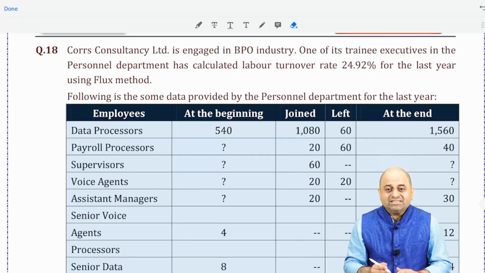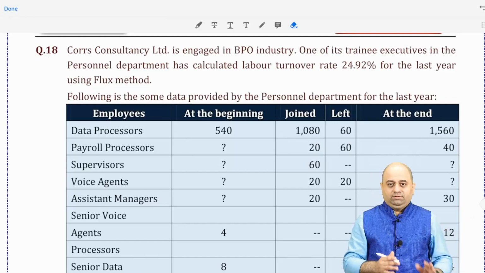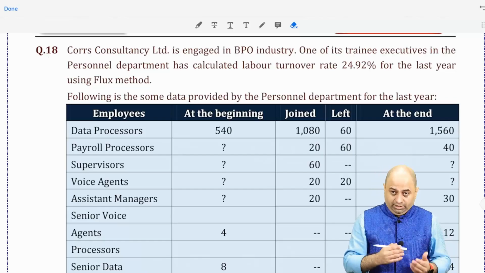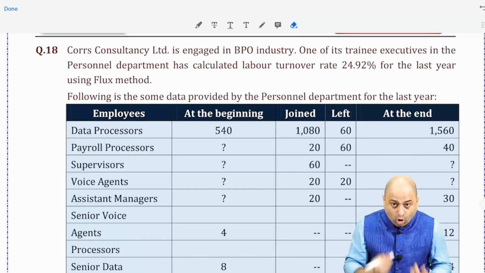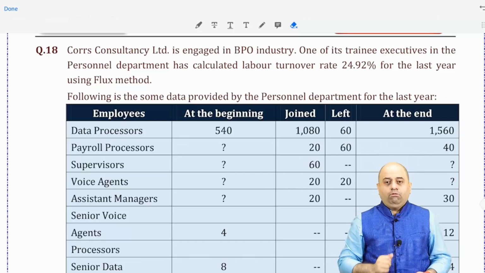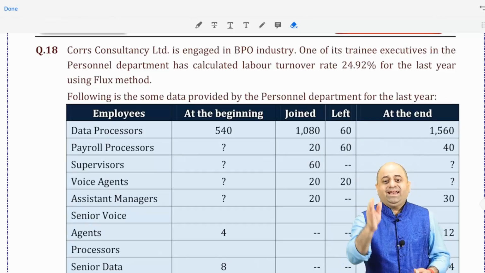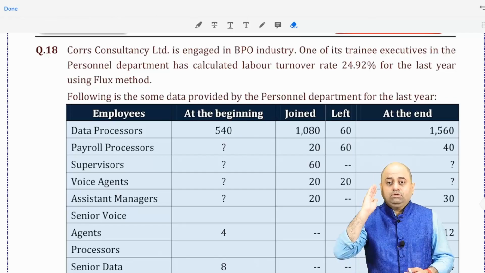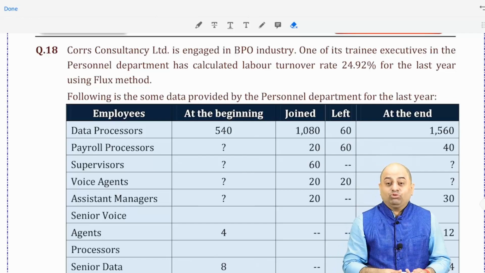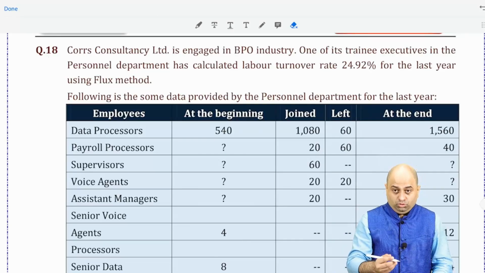Left means separated. We need to calculate labor turnover rate as per the separation method also. So left means separated. And whomsoever has joined you, we need to divide into two parts: newly joined and replaced, because we have to calculate the labor turnover rate as per the replacement method also.